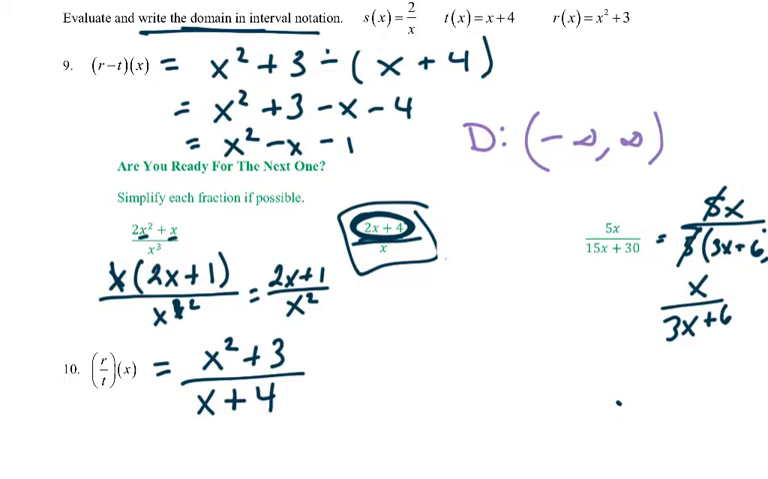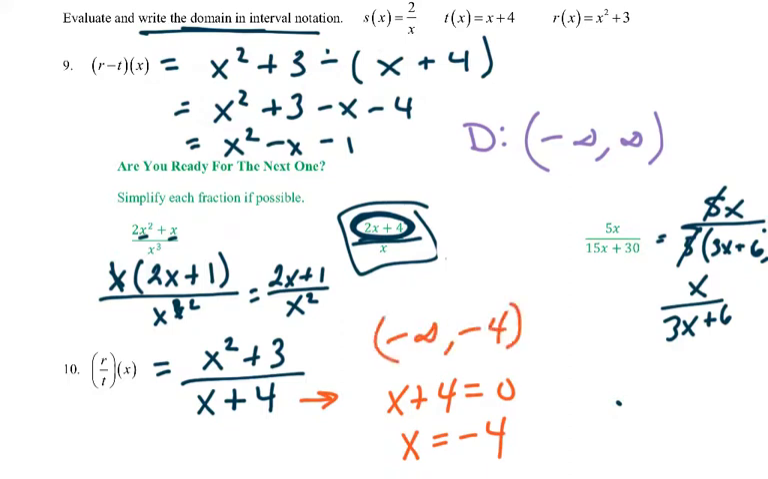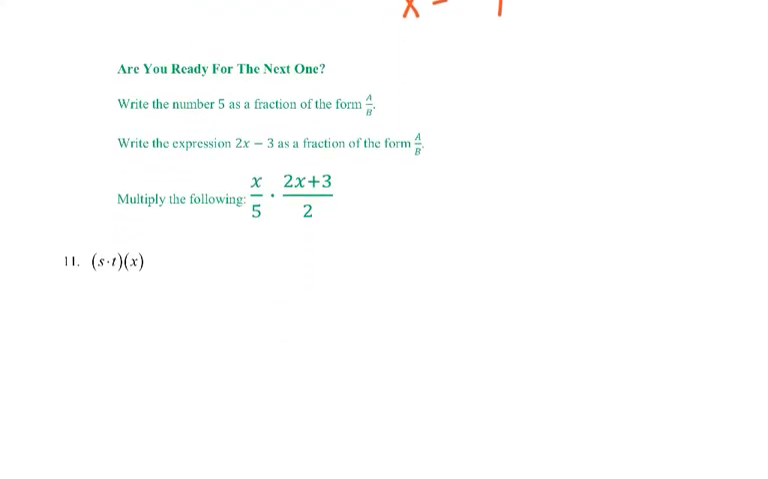And so therefore, what I need to find out is, when is my denominator equal to 0? Because then I can't use that value in the domain. So I set x plus 4 equal to 0 and solve for x. X equals negative 4. So my domain for this function is from negative infinity to negative 4, and then from negative 4 to infinity. That is unioned together. Okay. Are we ready for the next one?